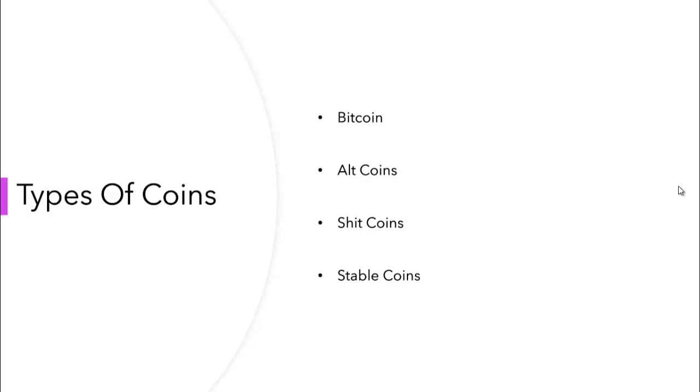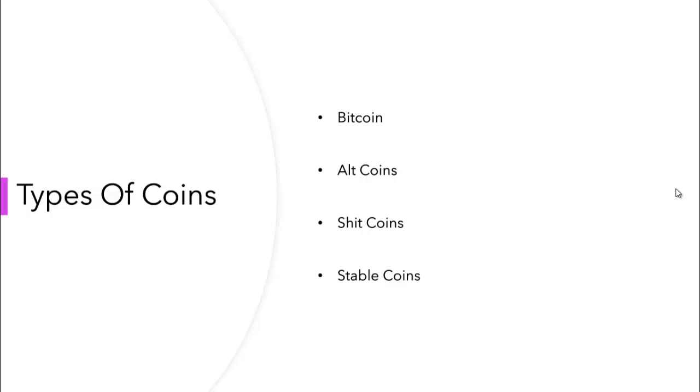Now we have altcoins. Altcoins are other coins other than Bitcoin, whether or not they have their own blockchain. As long as they are other than Bitcoin and they have a use case, that means they have a function, they have something they are doing, they are called altcoins. Shitcoins are other coins other than Bitcoin that don't have their own blockchain, definitely, and they don't have a use case, they don't have any use. They are just driven by community and hype.